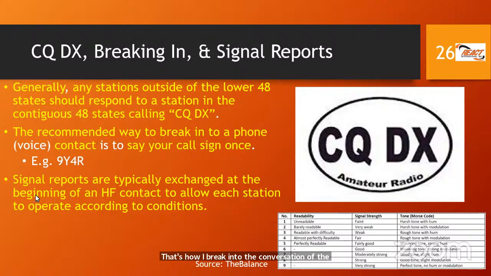Now also, for the exam, we need to know that signal reports are typically exchanged at the beginning of an HF contact to allow each station to operate according to conditions. From the time we have started to communicate, I will give the signal report to let them know, you are 5 9, which means loud and clear, very good readability, very good signal. If I'm doing CW, I give maybe 599, to let them know that you're sounding loud and clear, everything is good. Or maybe it's not so good, it's very weak, and therefore maybe we need to select a different frequency or a different band. Maybe I'm getting interference, right? So that's what we do. Give a signal report.